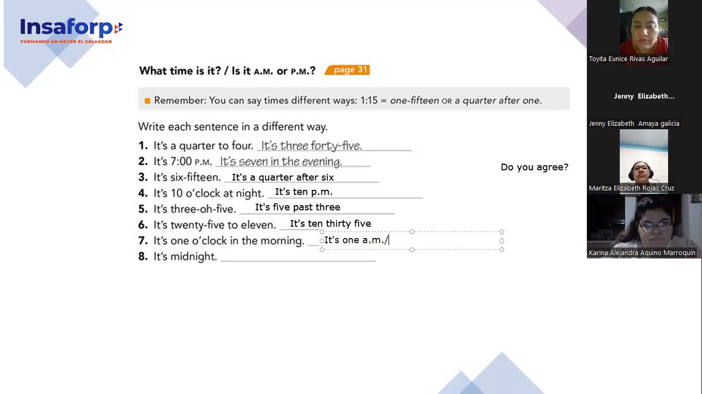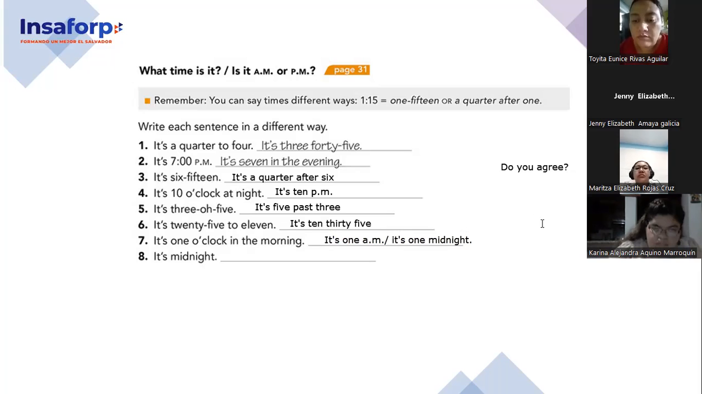¿De qué otra forma podemos decirlo? Midnight. There we go, Eunice. It's 1 midnight. ¿Cuál es la más común? It's 1 a.m. It's 1 midnight. Number two is the most common. It's 1 midnight. Because we are expressing, yes, that is in the morning, but it's at midnight. There we go.